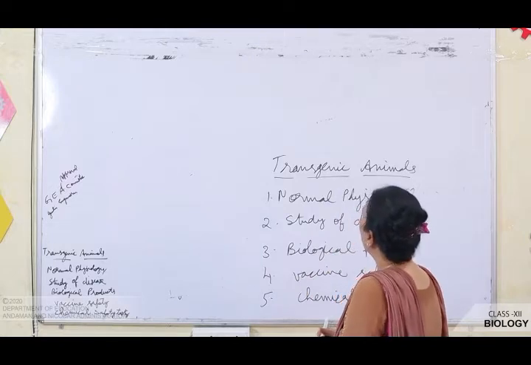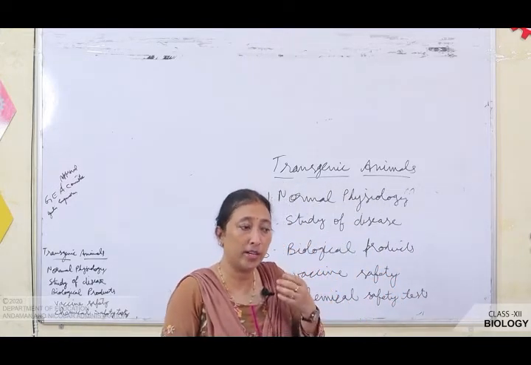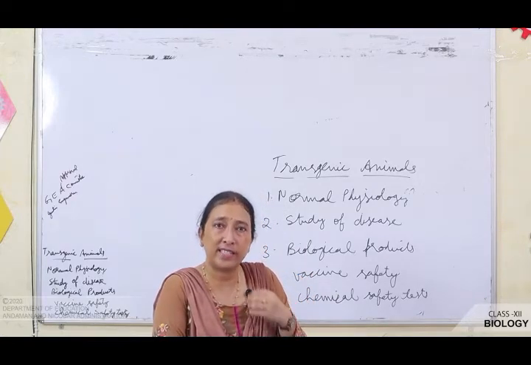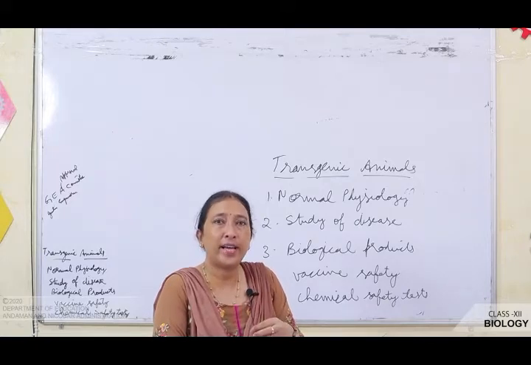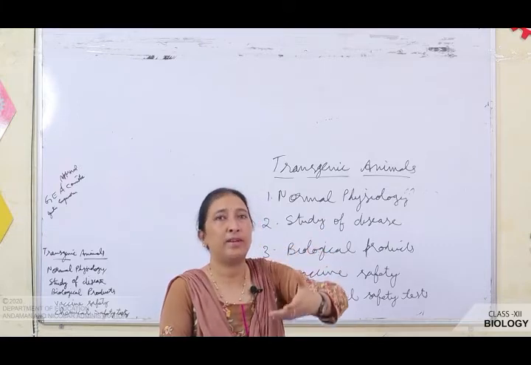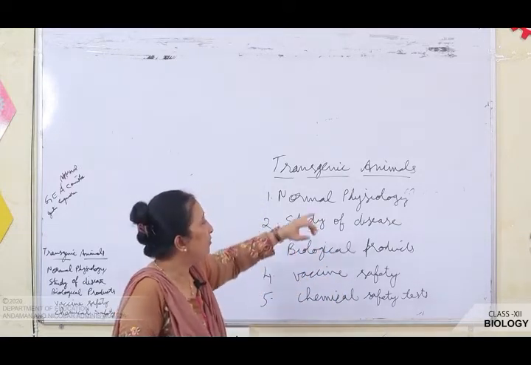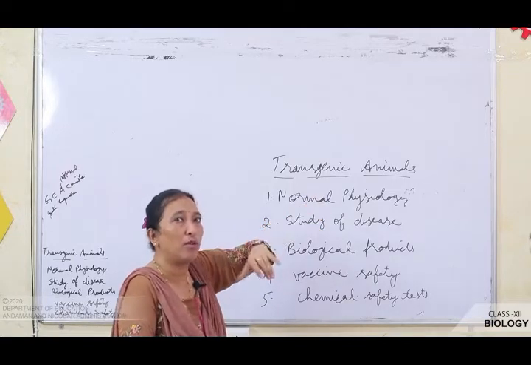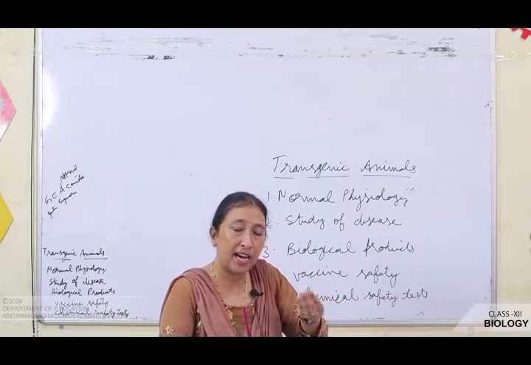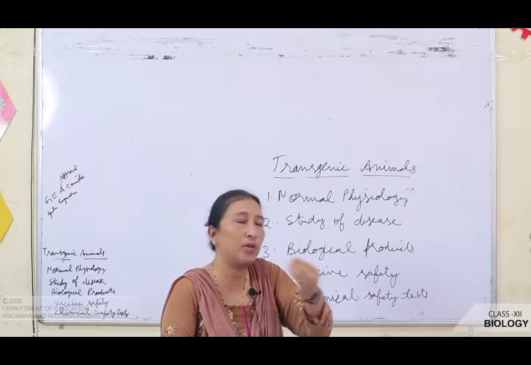For normal physiology, in humans also, for all the organs to work properly, if there is any problem in any organ, that needs to be studied and tested. Every time a human cannot be taken for testing. So transgenic animals, transgenic mice, pigs, mostly mice, are taken for their physiological functions, to see how their systems work, and how they function if there is any defect.